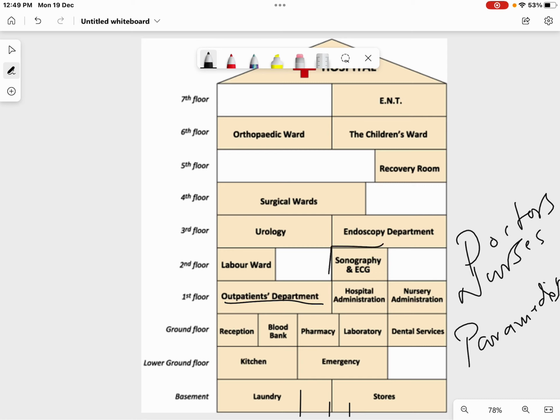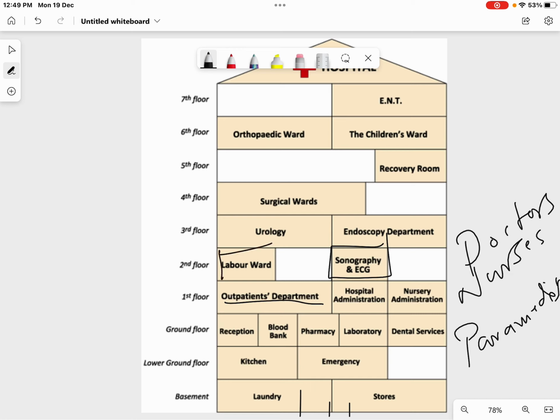All right. Sonography and ECG. These are tests that are run to find out what's inside your body, or what's inside your brain, more specifically, sonography. And ECG is a test which is required. It's called echocardiogram in full. It's required to find out the condition of your heart.